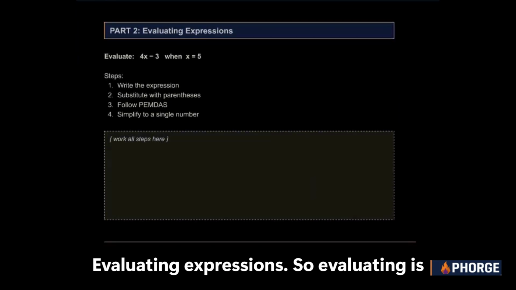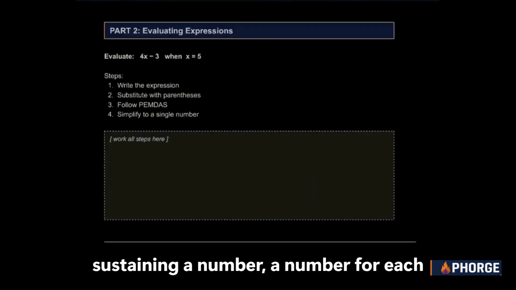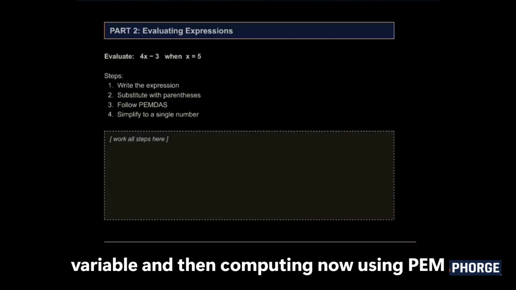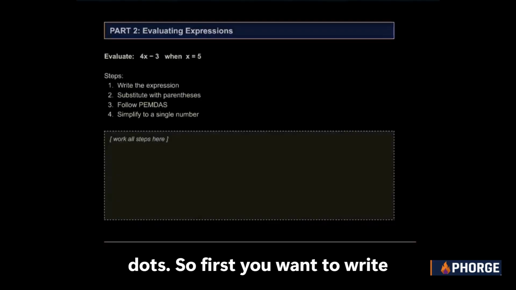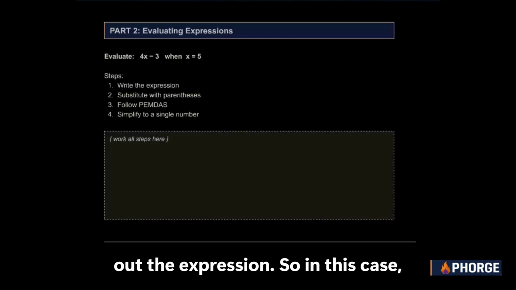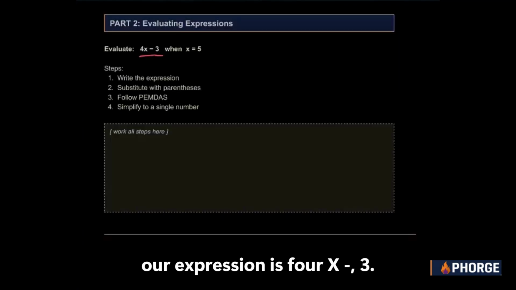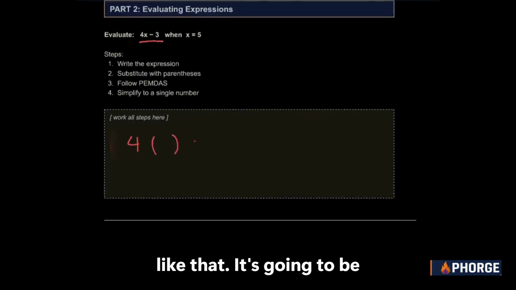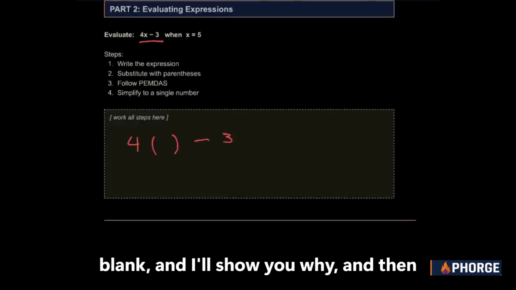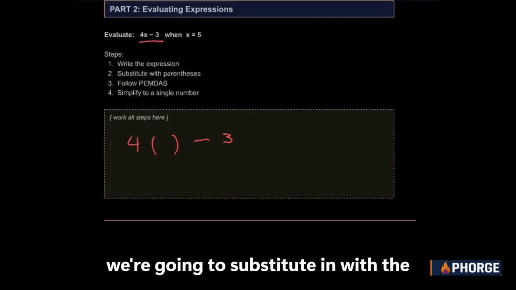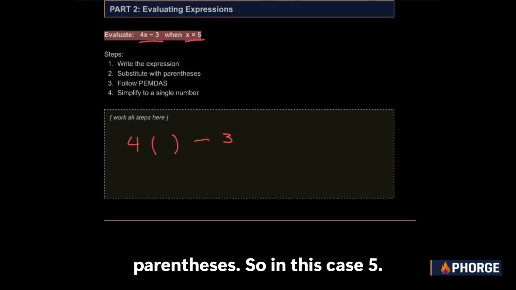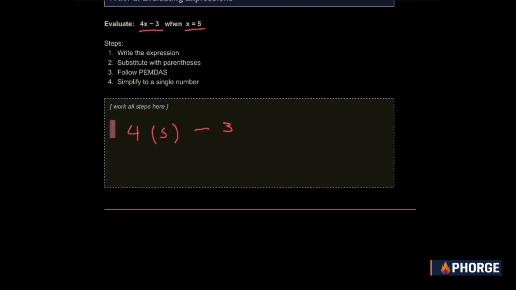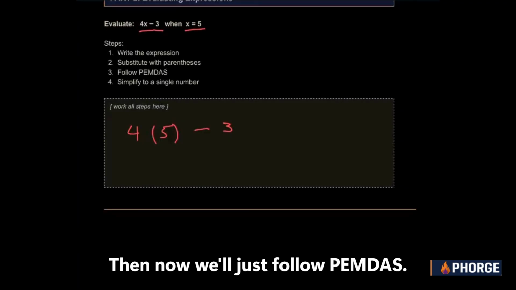Evaluating expressions. So evaluating is substituting a number for each variable and then computing out using PEMDAS. So first, you want to write out the expression. So in this case, our expression is 4x minus 3. So we're going to write 4, and then I'm going to leave a parentheses like that. It's going to be blank, and I'll show you why. And then we're going to substitute in with the parentheses, so in this case, 5. And then now we just follow PEMDAS.